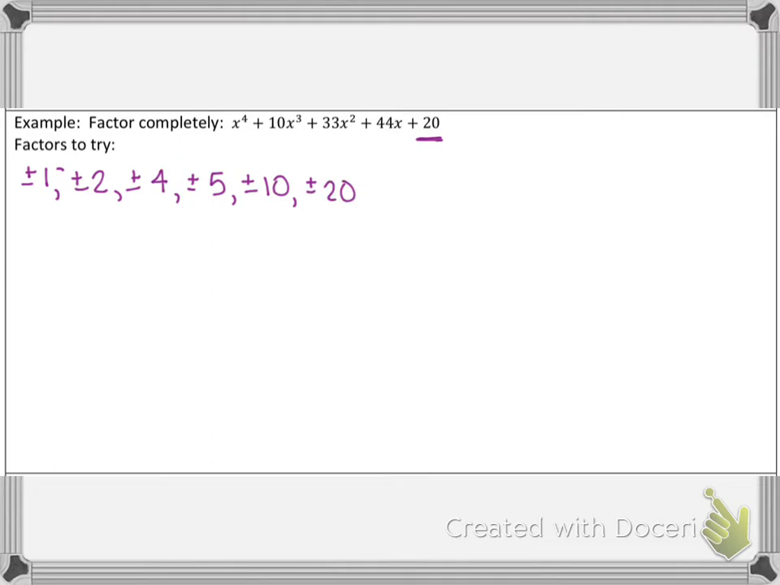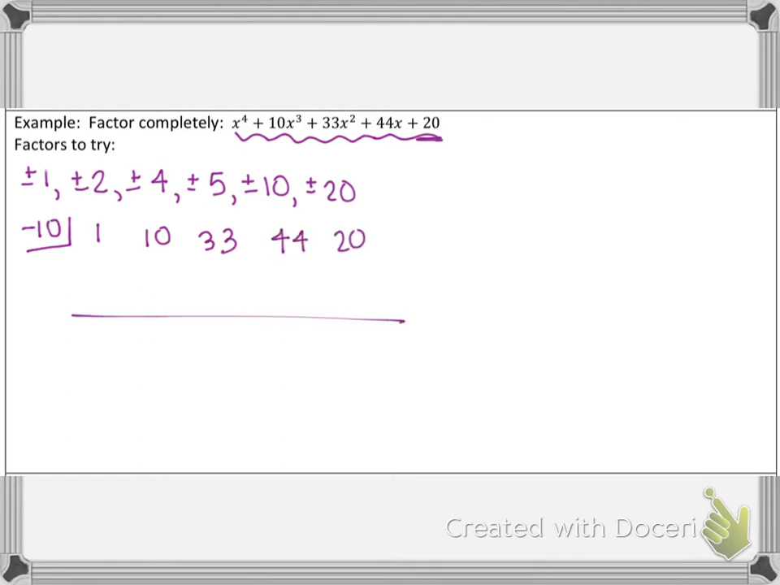Okay, so usually, like I said, when I create these problems, I don't choose the biggest factors, so I wouldn't try the 20. I'm going to go ahead and try negative 10. So I'm just randomly guessing one to try. And then, as you know, when we do synthetic division, we're going to write the coefficients across the top.